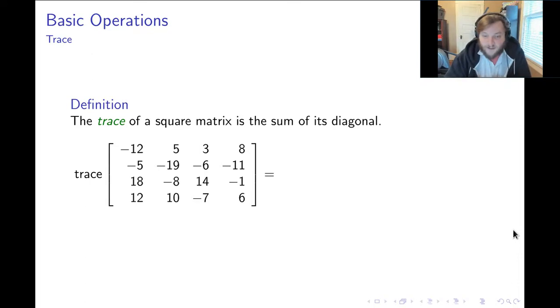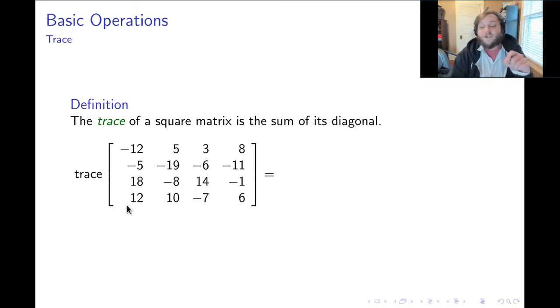And another operation, which is relatively simple, is called the trace of a matrix. So the trace of a square matrix is the sum of everything on the diagonal. So here I have a perfectly good 4 by 4 matrix. Note, this matrix is not symmetric. One quick way to see this is this 5 in the 1,2 position is paired not with a 5 but with a -5. Even worse, this 8 in the 1,4 position is paired with a 12 in the 4,1 position. So this matrix is square, but it's not symmetric. Which doesn't mean it's not interesting, but it just means that the adjective symmetric doesn't apply.